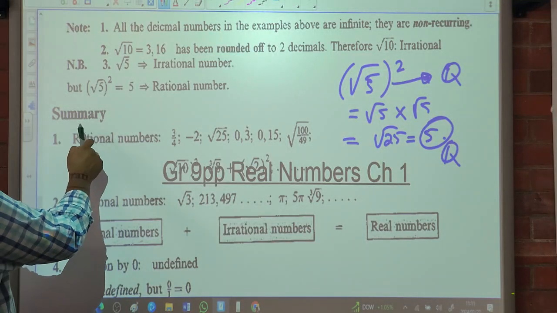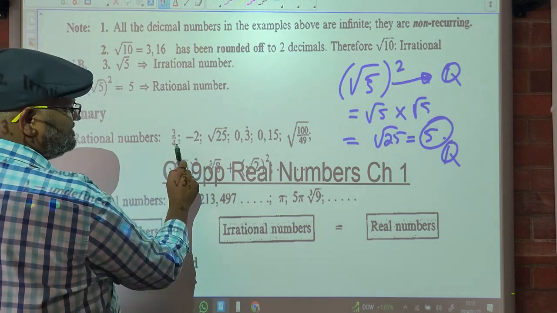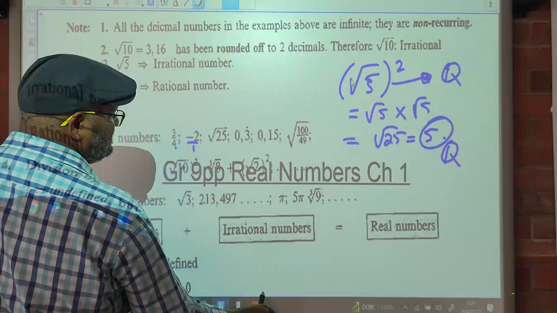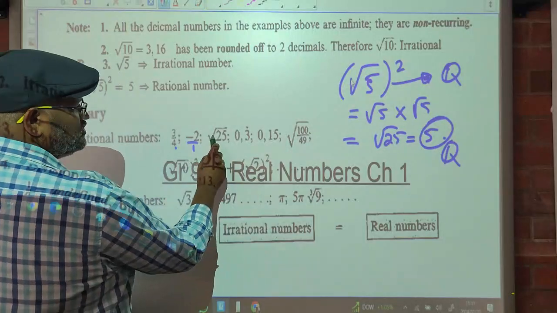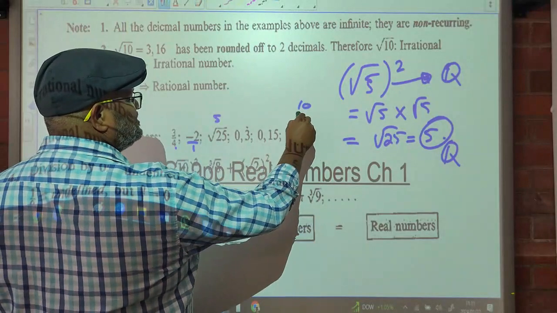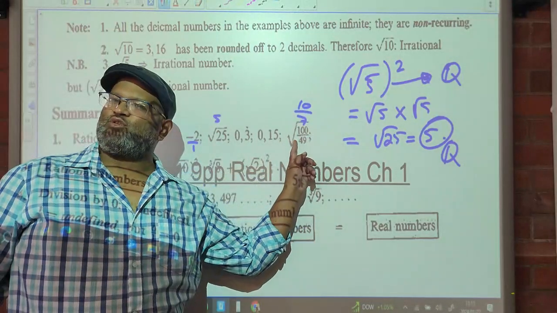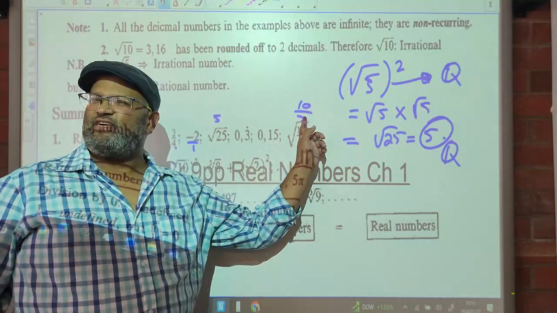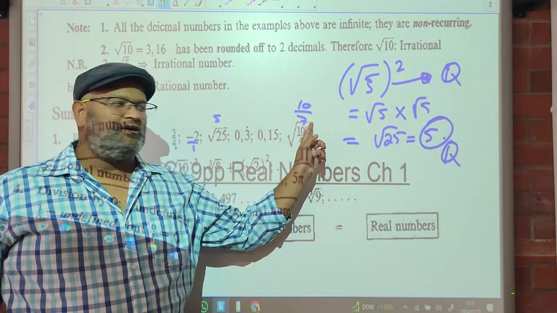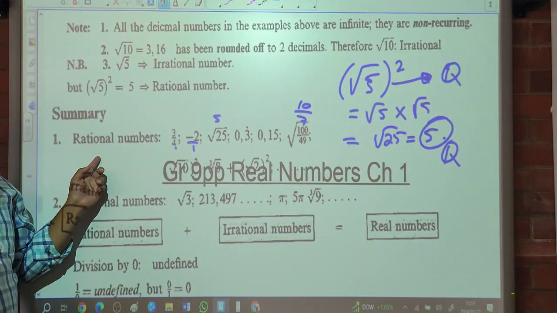Okay, let's carry on. So the summary: rational numbers are numbers that can be written as fractions. A recurring number can be written as a fraction, and a terminating decimal is a fraction. The square root of 25 is 5. The square root of 100 is 10. The square root of 49 is 7. Can you see here? The square root of 100 over 49 is going to be 10 over 7. Is this 10 over 7 rational or irrational? Rational. Which makes the square root of 100 over 49 rational. Makes sense, people?